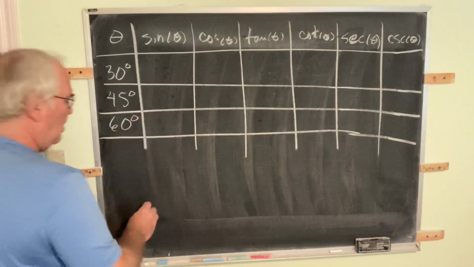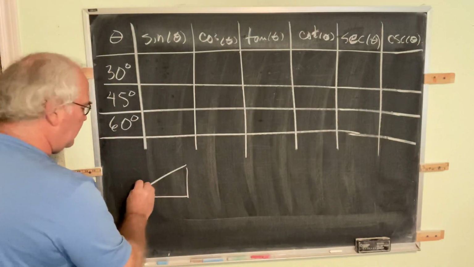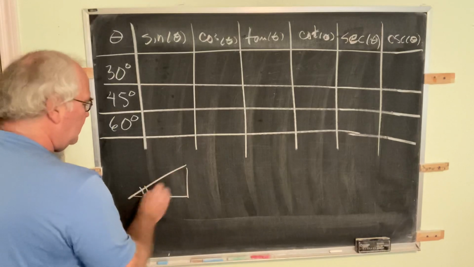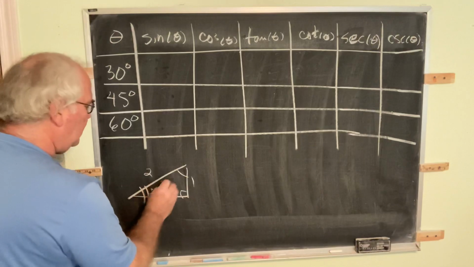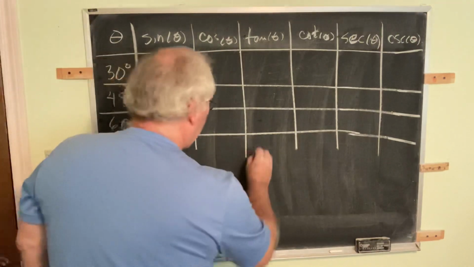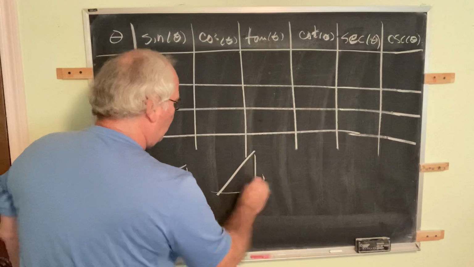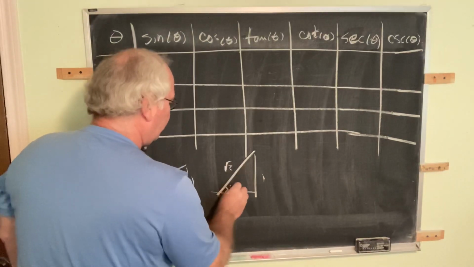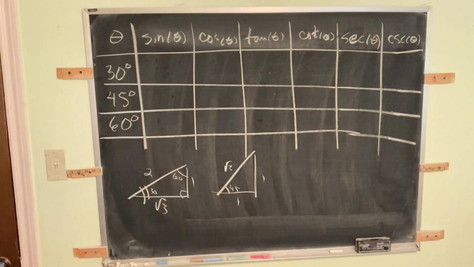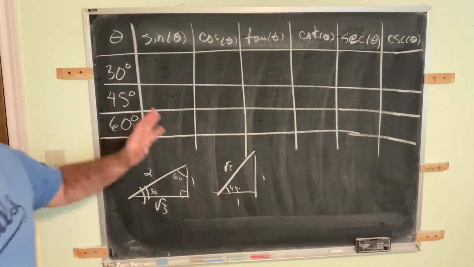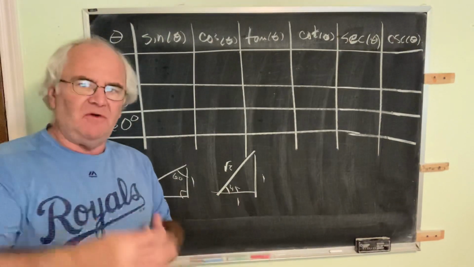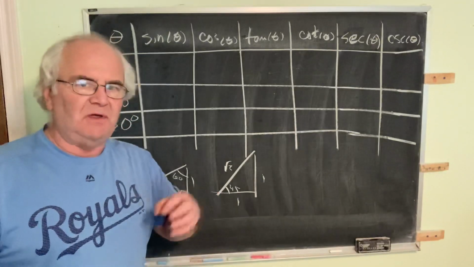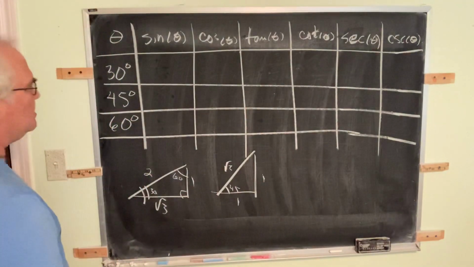Or what you can do is know the special triangles. This is 2, 1, square root 3. This is 30. This is 60. And this is 1, 1, square root of 2. This is 45. You could just read these off the triangles. But there are other ways we know, and this is a nice way to review the pieces of information we now have and the several different ways we now have to be able to determine these values.